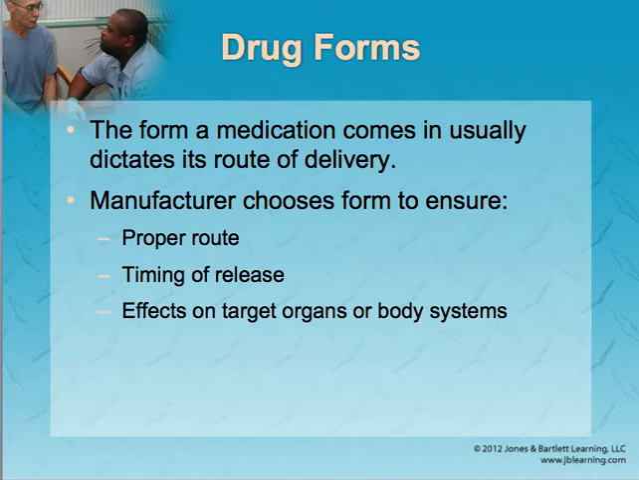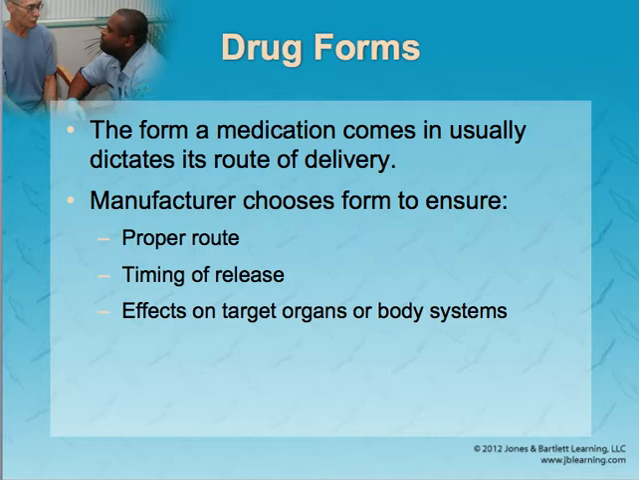Drugs come in many different forms. For the AEMT, there are 7 different forms that I want you to be familiar with. And that's going to be solid drugs, liquid drugs, metered dose inhalers, topical medications, transcutaneous medications, gels, and gases. So we're going to go over each one shortly, and then we'll move on to our next topic.